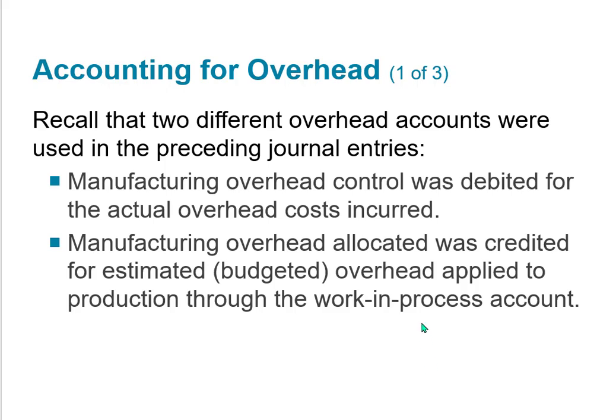Now recall that two different overhead accounts are used for our journal entries for overhead related transactions. We used a manufacturing overhead control for the actual overhead, and then manufacturing overhead allocated for the estimated overhead applied to production through the work in process account. Okay, I'm going to have to remind myself of this because I use one T account, and I use the actual on the debit side and the allocation on the credit side. So I'm not sure why we have to use two, but I guess that's what they want to do.